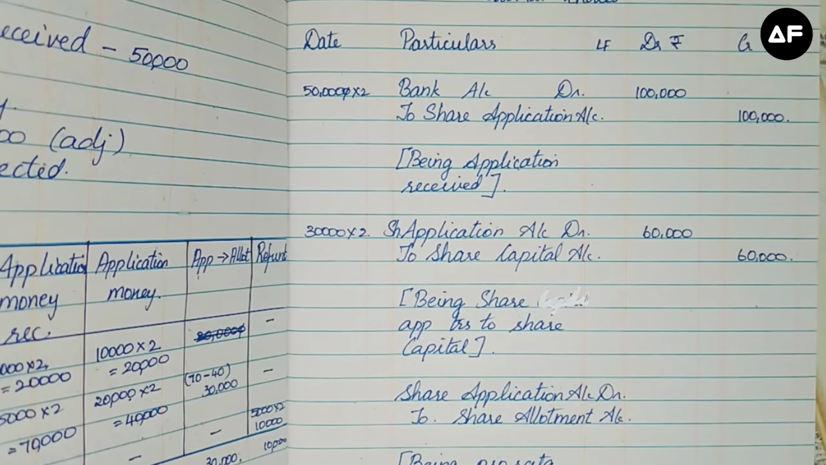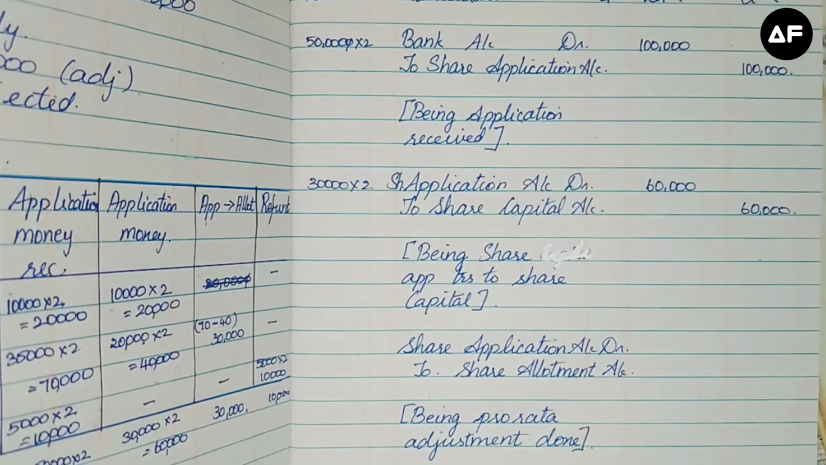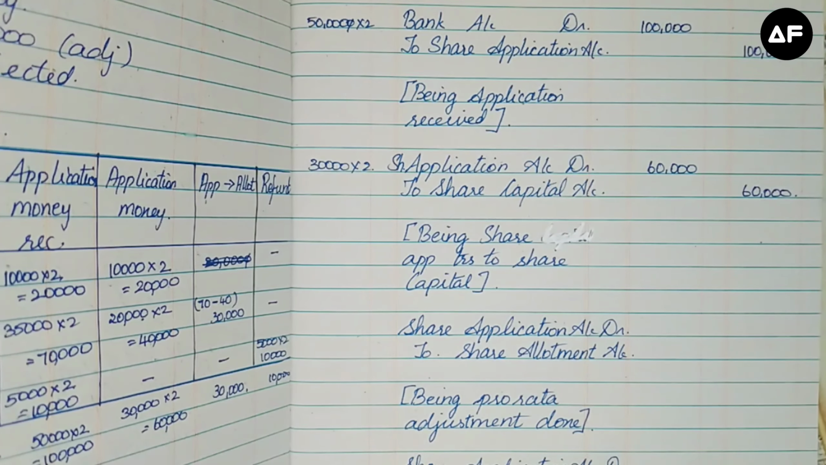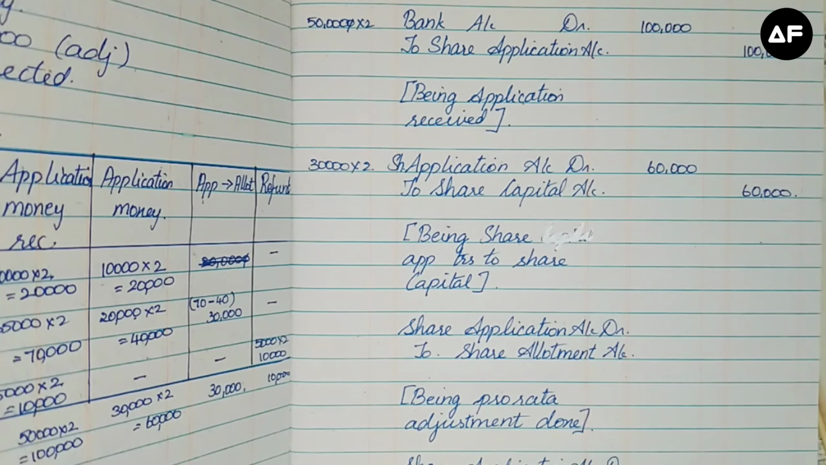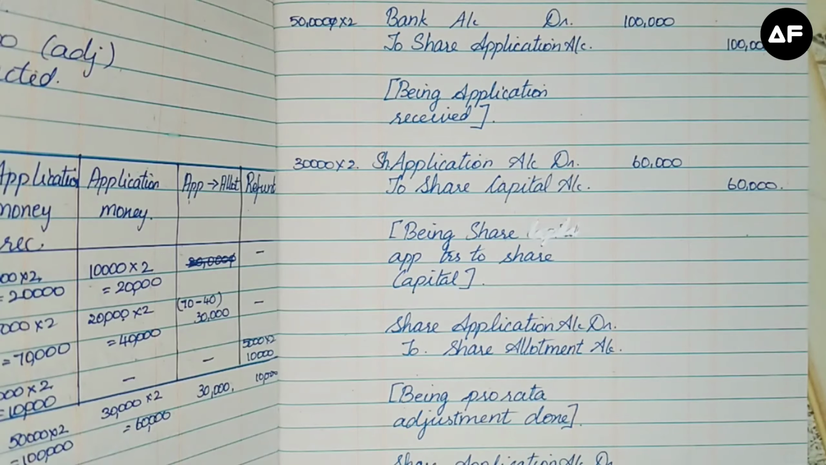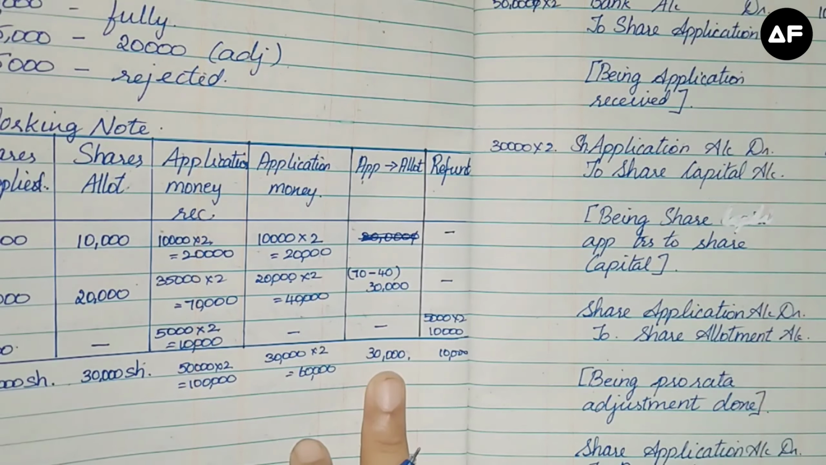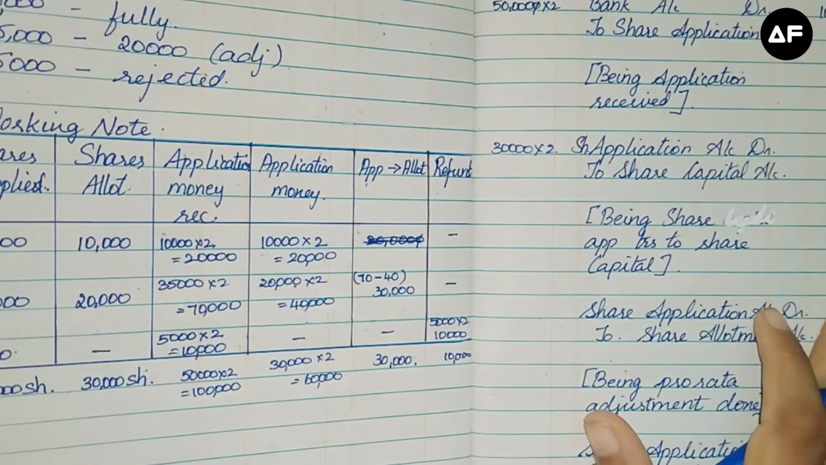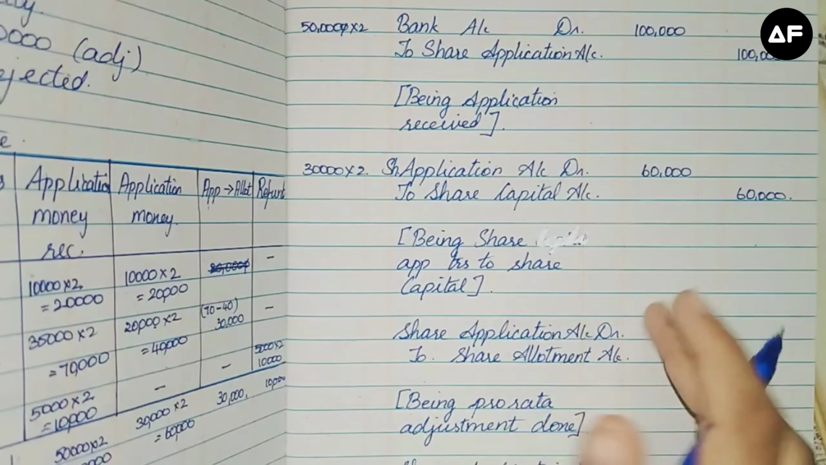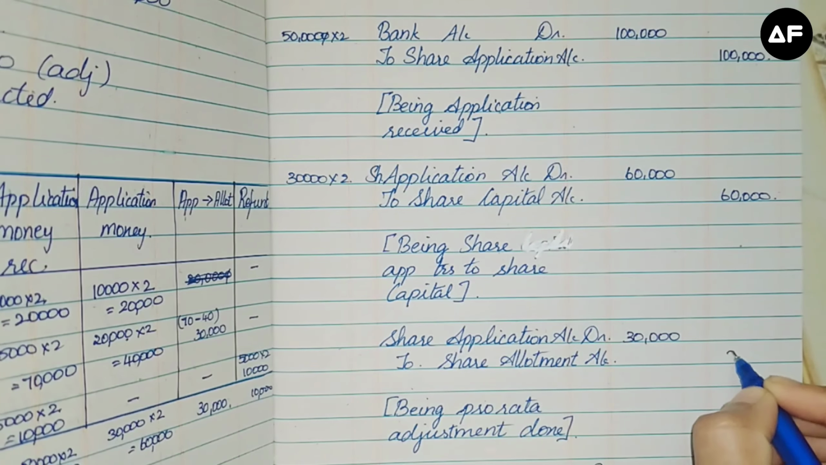Now next, finish off the refund entry so that it will be easy for you to understand. Or you can go in the same order using the working notes. So next I have done share application to share allotment, that is the adjusting entry. If you go through the adjusting entry over here, 30,000 rupees has been adjusted. So that 30,000 rupees has to be written over here, that you can directly do now. So 30,000 is being adjusted towards the allotment.